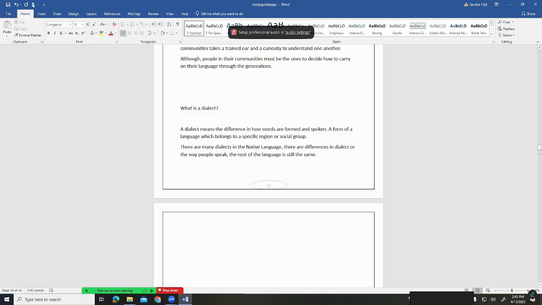Again, when we say dialect, a dialect means the difference in how words are formed and spoken. A form of a language which belongs to a specific region or social group. There are many dialects in the native language. There are differences in dialect or the way people speak, and the root of the language is still the same.